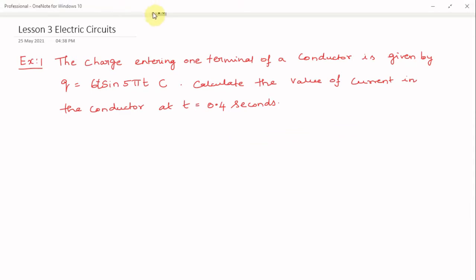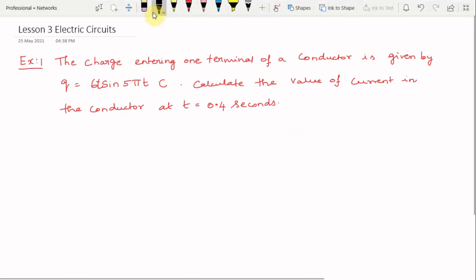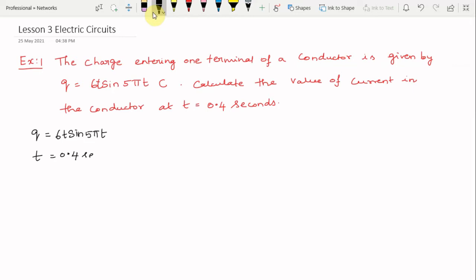Whenever you are asked for some problem, just try to write down the variables that are given. The given variables are Q is equal to 6t sin 5πt and the time given is 0.4 seconds. They have asked you to calculate the current. So by seeing the given variables and the asked variable, you should now remember the definition for the current.